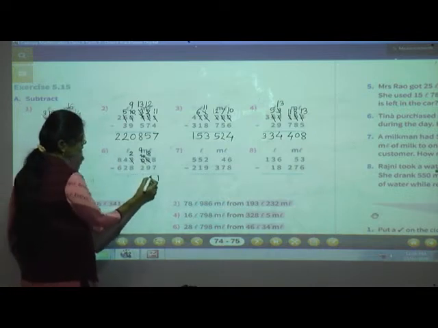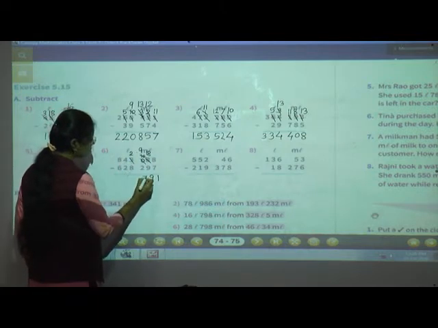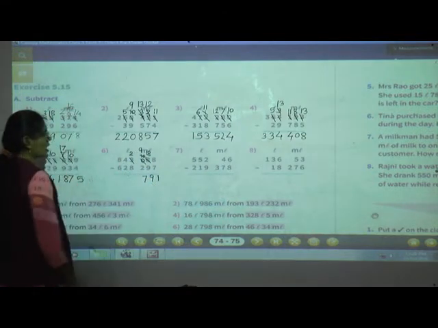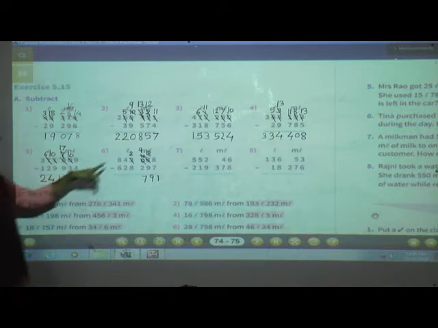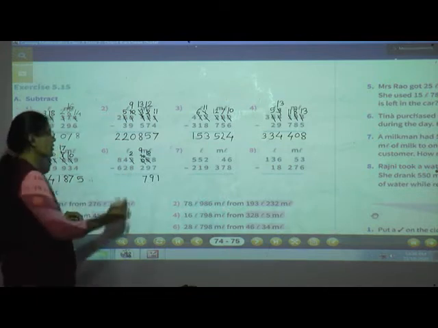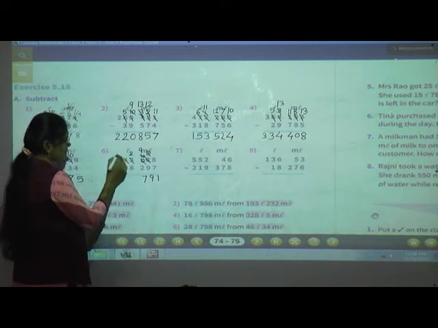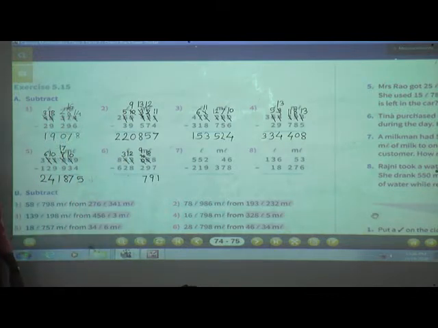Now 18 minus 9, 9. Then 9 minus 2, 7. Okay, so how many milliliters are remaining? 791 milliliters. Now subtract the liters. 2 minus 8. See here, 2 minus 8. Again it is not possible, so we take 1 borrow from the neighbor. Here 4 is there, so 4 minus 1, here 3 will remain, and this 2 will become 12.